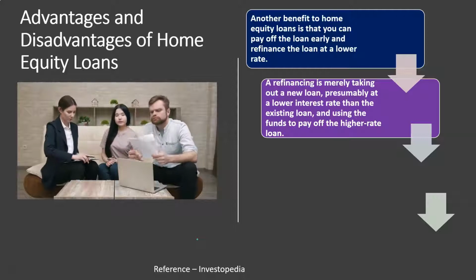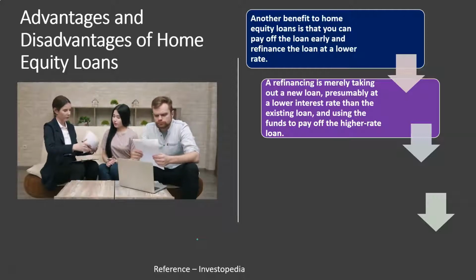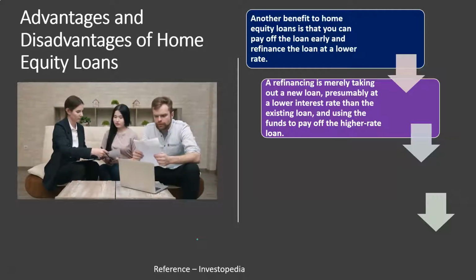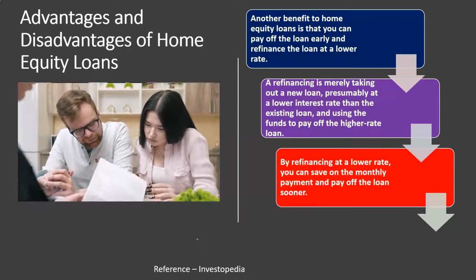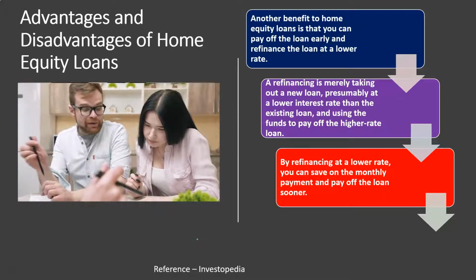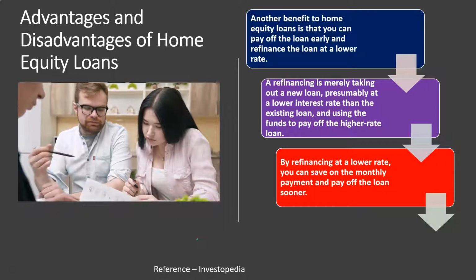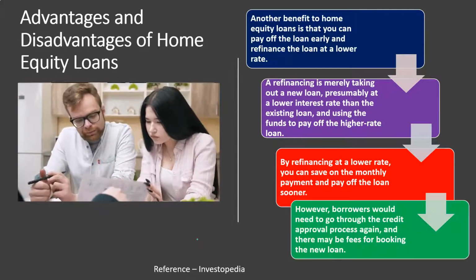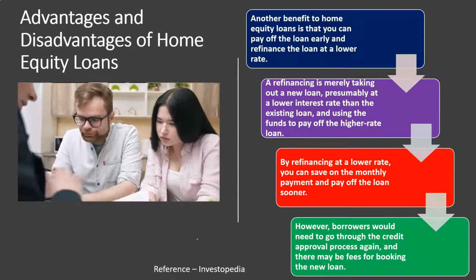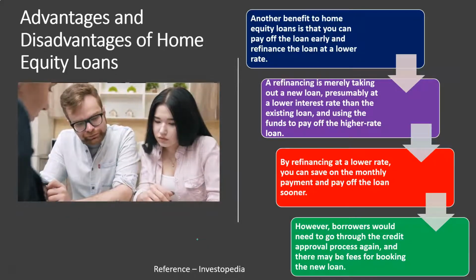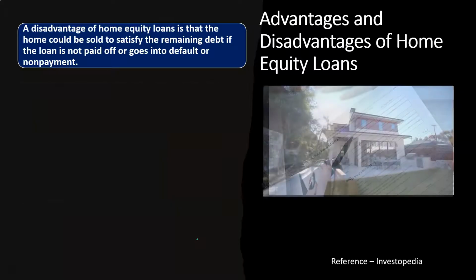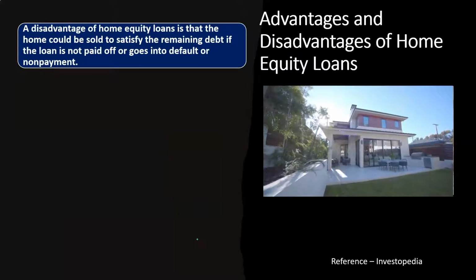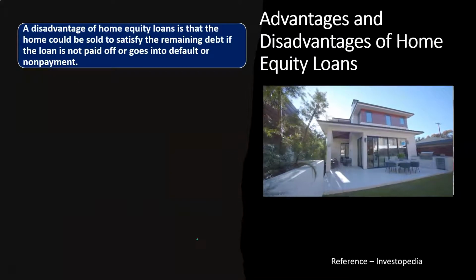So a refinancing is merely taking out a new loan, presumably at a lower interest rate than the existing loan, and using the funds to pay off the high rate loan. By refinancing at a lower rate, you can save on the monthly payments and pay off the loan sooner. However, borrowers would need to go through the credit approval process again, and there may be fees for booking the new loan. Obviously, you'll have closing costs and whatnot with financing, as we've talked about in the past.